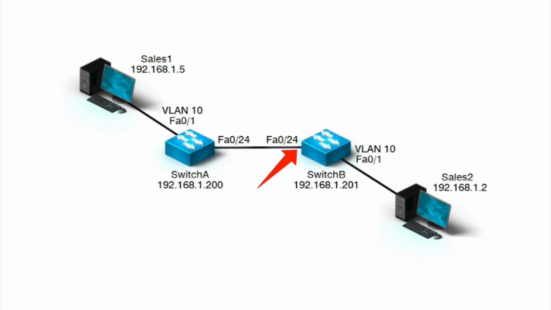The trunk connection between the two switches is currently still in the default VLAN, which is VLAN 1. Currently, VLAN 10 is not allowed across that connection between switches. That means the two sales workstations cannot communicate, even though they are using compatible IP addresses.